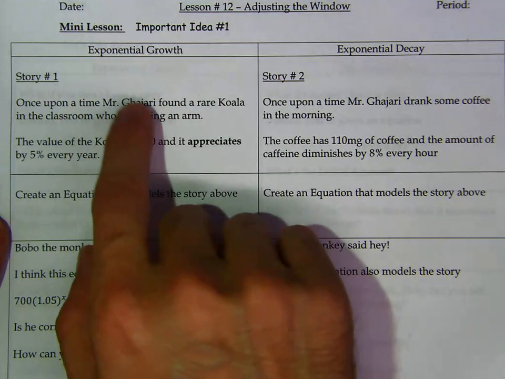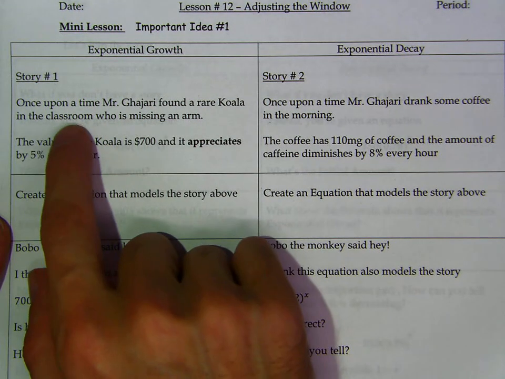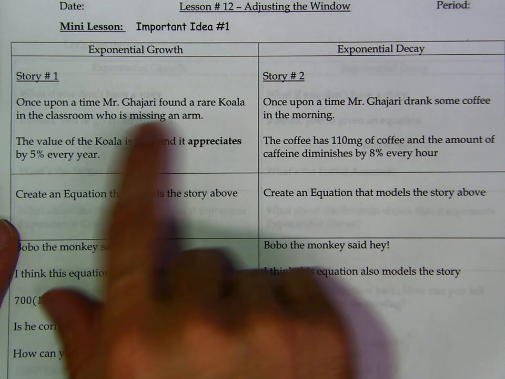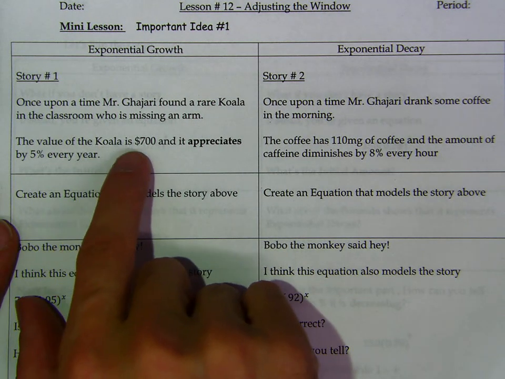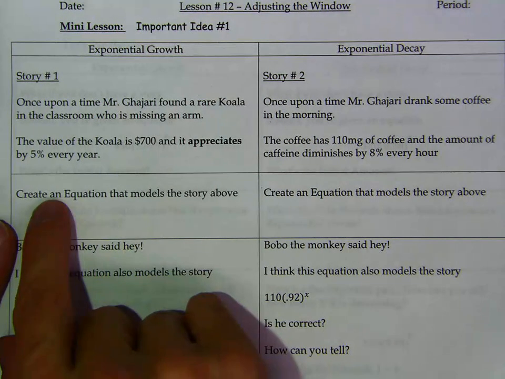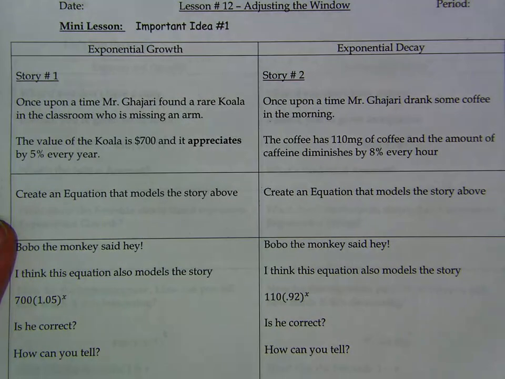Once upon a time, Mr. Gajari found a rare koala in the classroom who was missing an arm. As Fernando says, maybe he was in the wrong neighborhood. The value of the koala is $700 and it appreciates by 5% every year. Create an equation that models the story above.